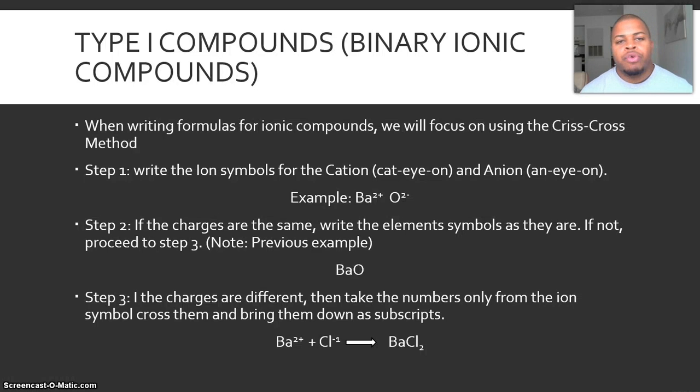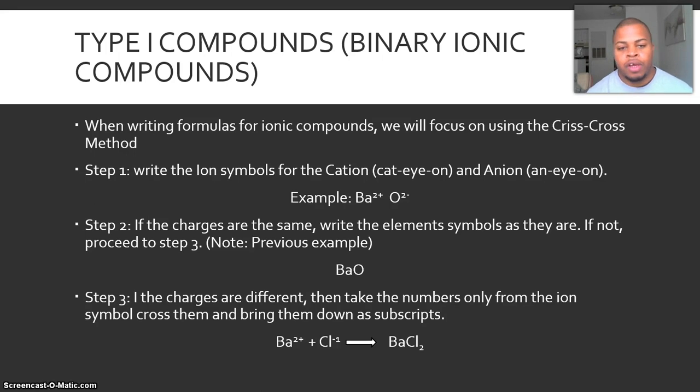Now, part of what we covered the other day is we talked about using the crisscross method. Basically the idea was we write the cation, the metal, first, the anion afterwards. After we've done so, we write their ion symbols. So, in the case of what I have here, I have barium, Ba2 plus, and oxygen, O2 minus. Now, second step, if the charges are the same, we just write the elements as they are, as you see here below. Just write BaO, the charges cancel out because we have a net charge of 0. That's our goal.